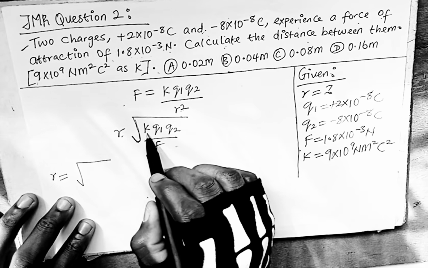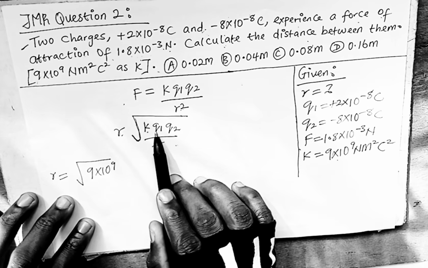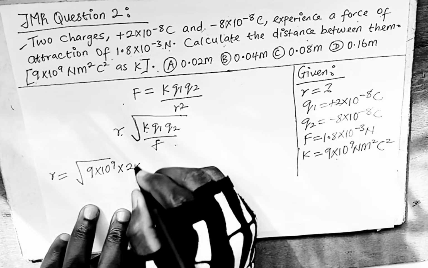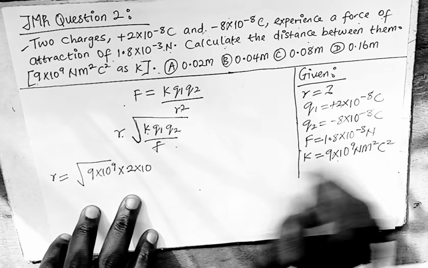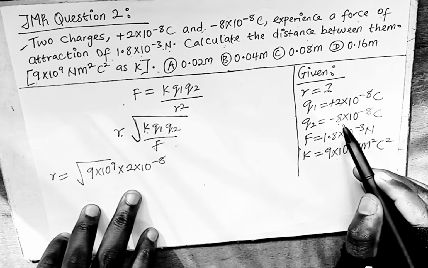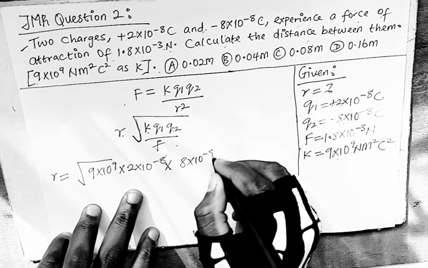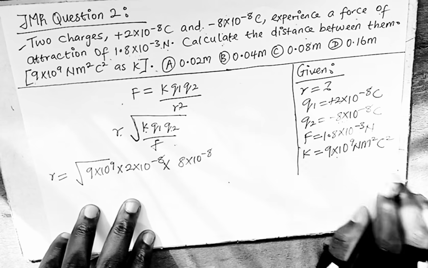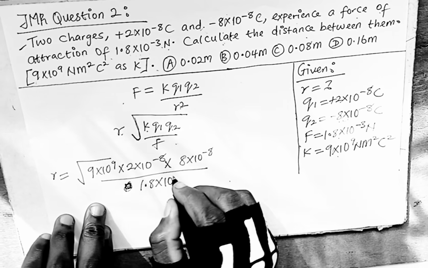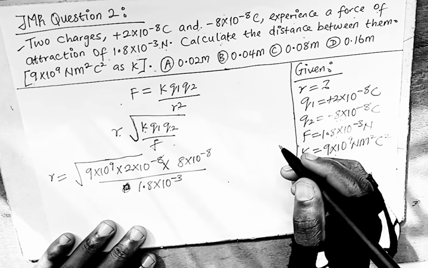What do we have here? K is 9 times 10 raised to the power 9. What else do we have? Q1, which is 2 times 10 raised to the power minus 8, then the second charge, times 8 times 10 raised to the power minus 8, over the force. What is the force? 1.8 times 10 raised to the power minus 3. You see what JAMB does, they don't put everything in standard form.